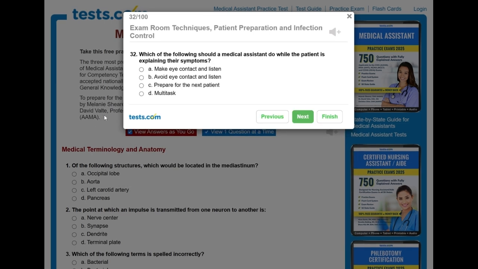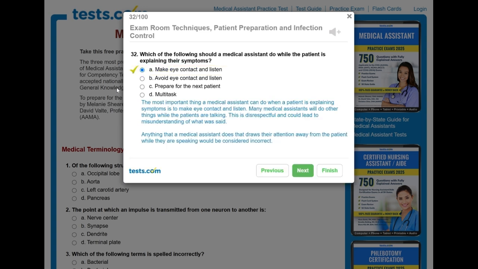Question 32. Which of the following should a medical assistant do while the patient is explaining their symptoms? A. Make eye contact and listen. B. Avoid eye contact and listen. C. Prepare for the next patient. D. Multitask. A. Make eye contact and listen.